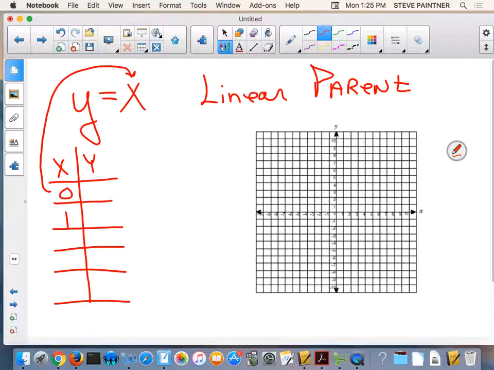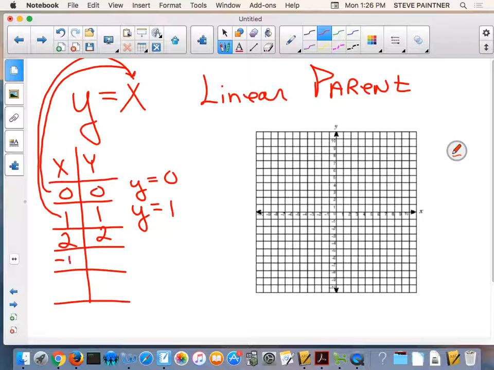If I put a 0 in for x, it would say y equals what? 0. So if I let x be 0, y must also be 0. If I let x be 1, y is 1. If I let x be 2, y is 2. I think you see the pattern, don't you? Yep. I can keep this going forever. 3, 3, 4, 4, 5, 5.